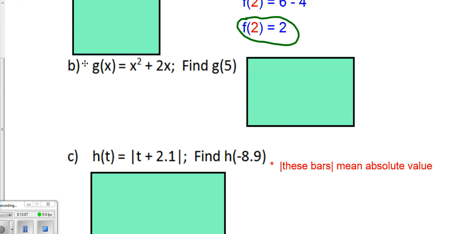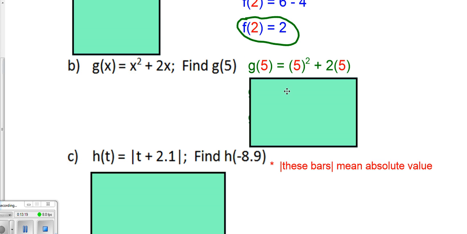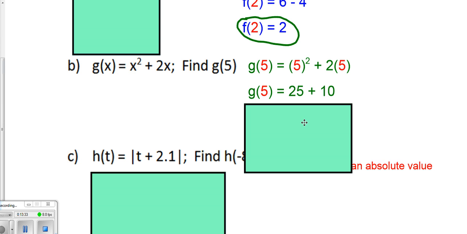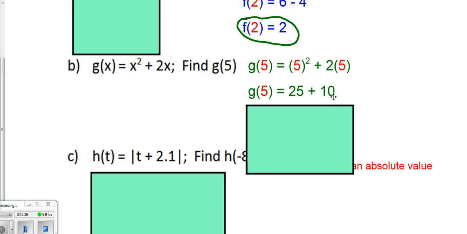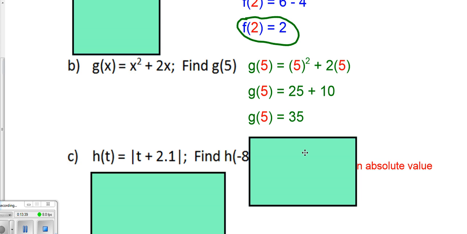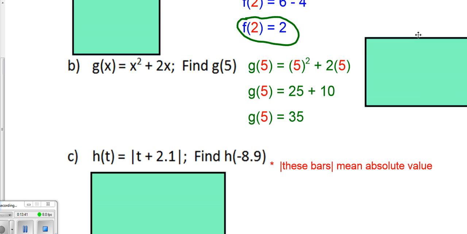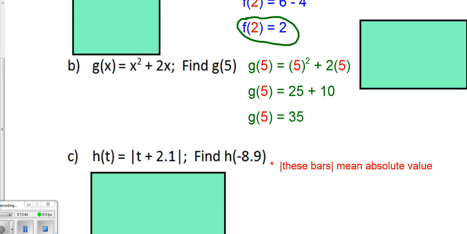So let's look at letter B in this case. G of x equals x squared plus 2x. And we want to find g of 5. Well, again, that just means we're plugging in 5 everywhere we used to see x. So instead of x squared, it's now 5 squared. Instead of 2 times x, it's now 2 times 5. So then we can simplify. 5 squared is 25. 2 times 5 is 10. So g of 5 is 35. Again, we just circle that. That is our solution. That's our answer.